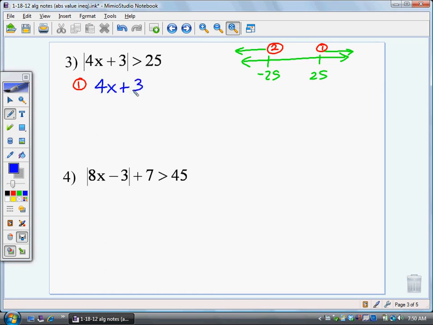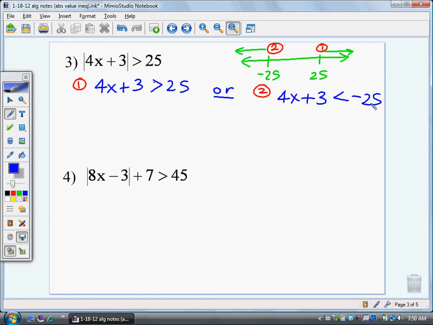Where I have the arrow number 1 is pointing to the right of 25. So that's greater than 25. My connecting word again is or. And now my second inequality is the arrow pointing left of negative 25. And so when I do that, I have the stuff inside the absolute value symbol. The left would be less than, and then the negative 25, because that's the number where that arrow is.